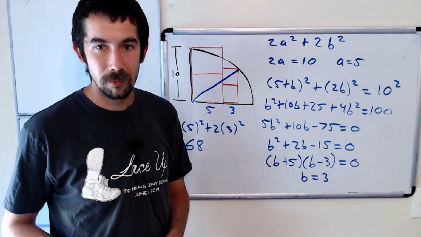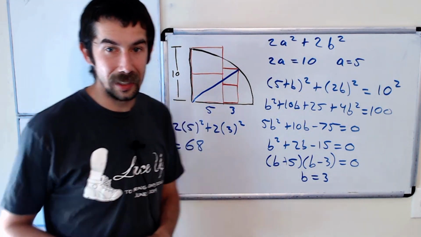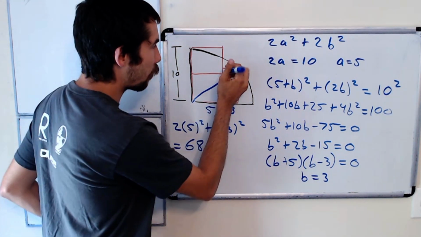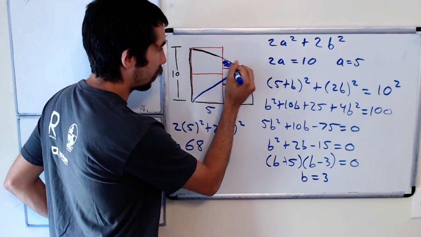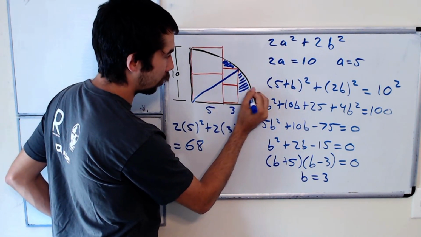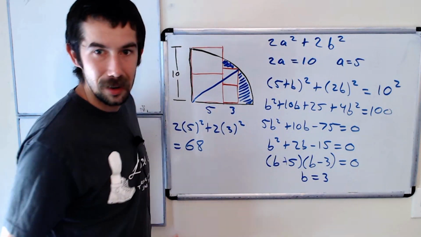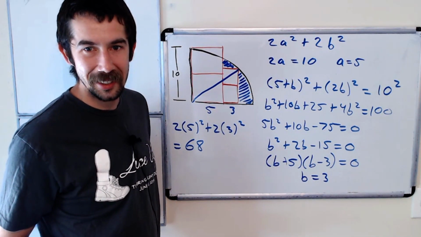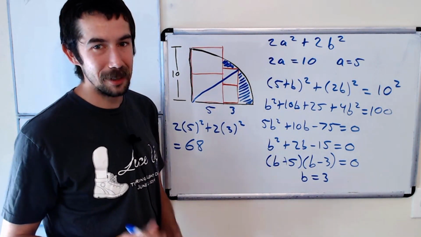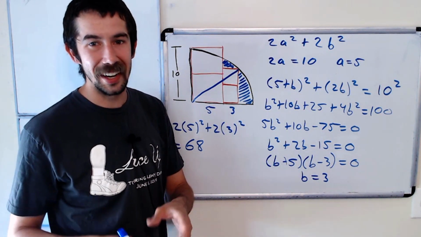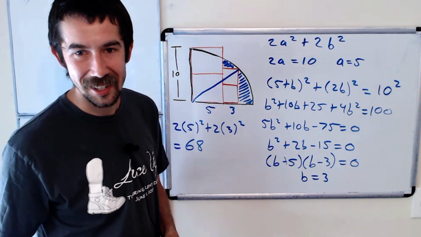One more thing before you're out of here. Let me know if you could find the area that's inside the circle, but not inside of the red square. That's a little tougher. So let me know if you could solve it, and then maybe I'll make a video showing how to solve that.